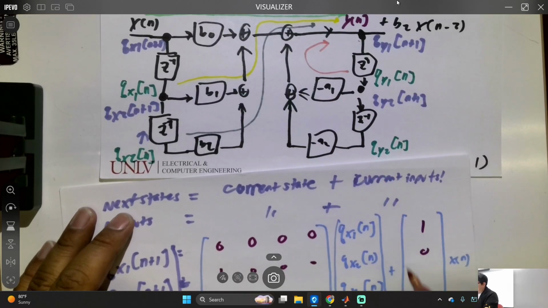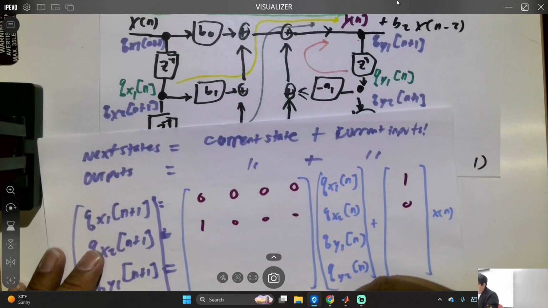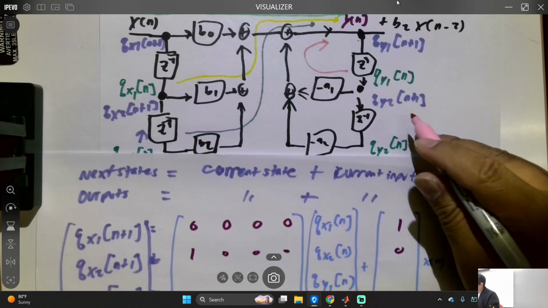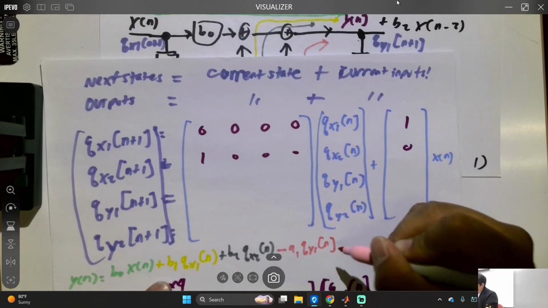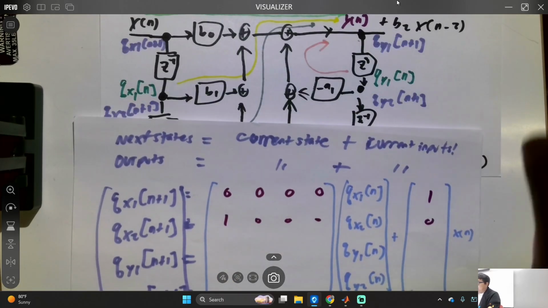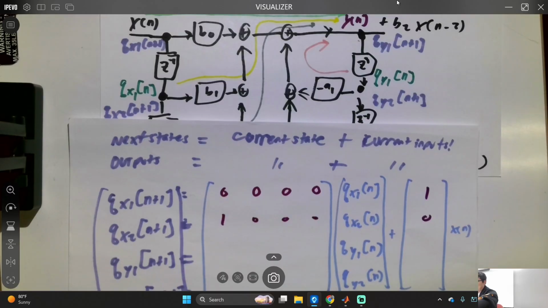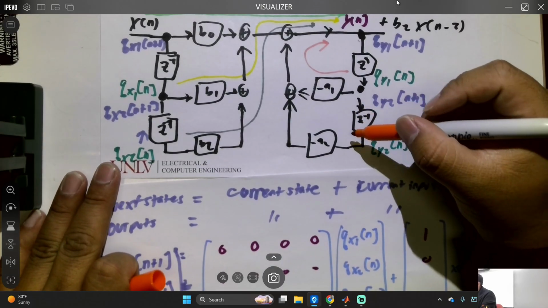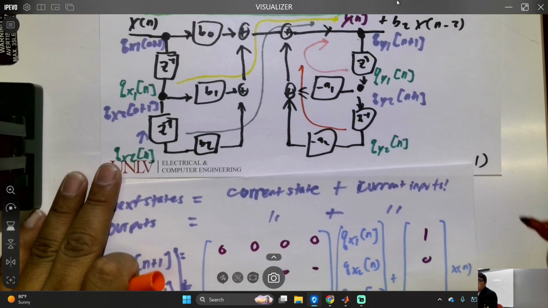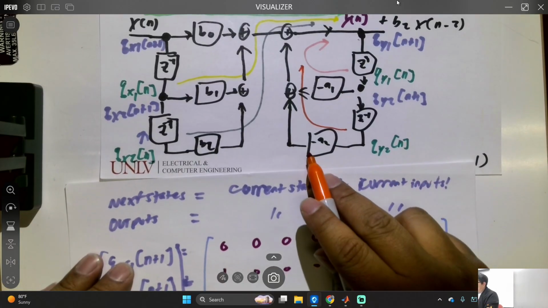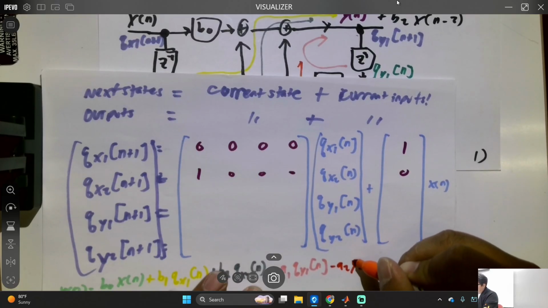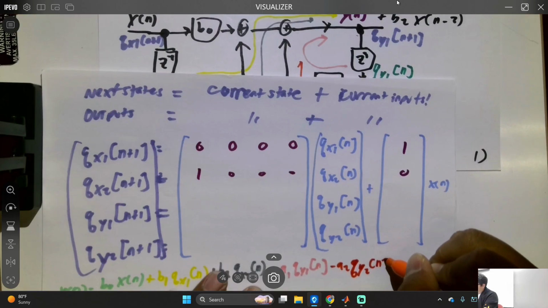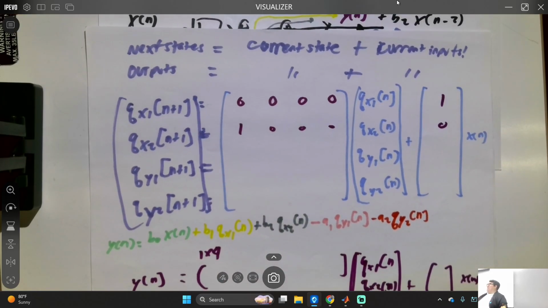QY1 times this minus. Okay, so I'm going to do minus A1 QY1 of n. Everyone see what I'm trying to do? Now let me use a fifth marker. Let's use orange. Whoop. Boom. QY, okay, minus A2 QY2 of n. And that's our output equation.